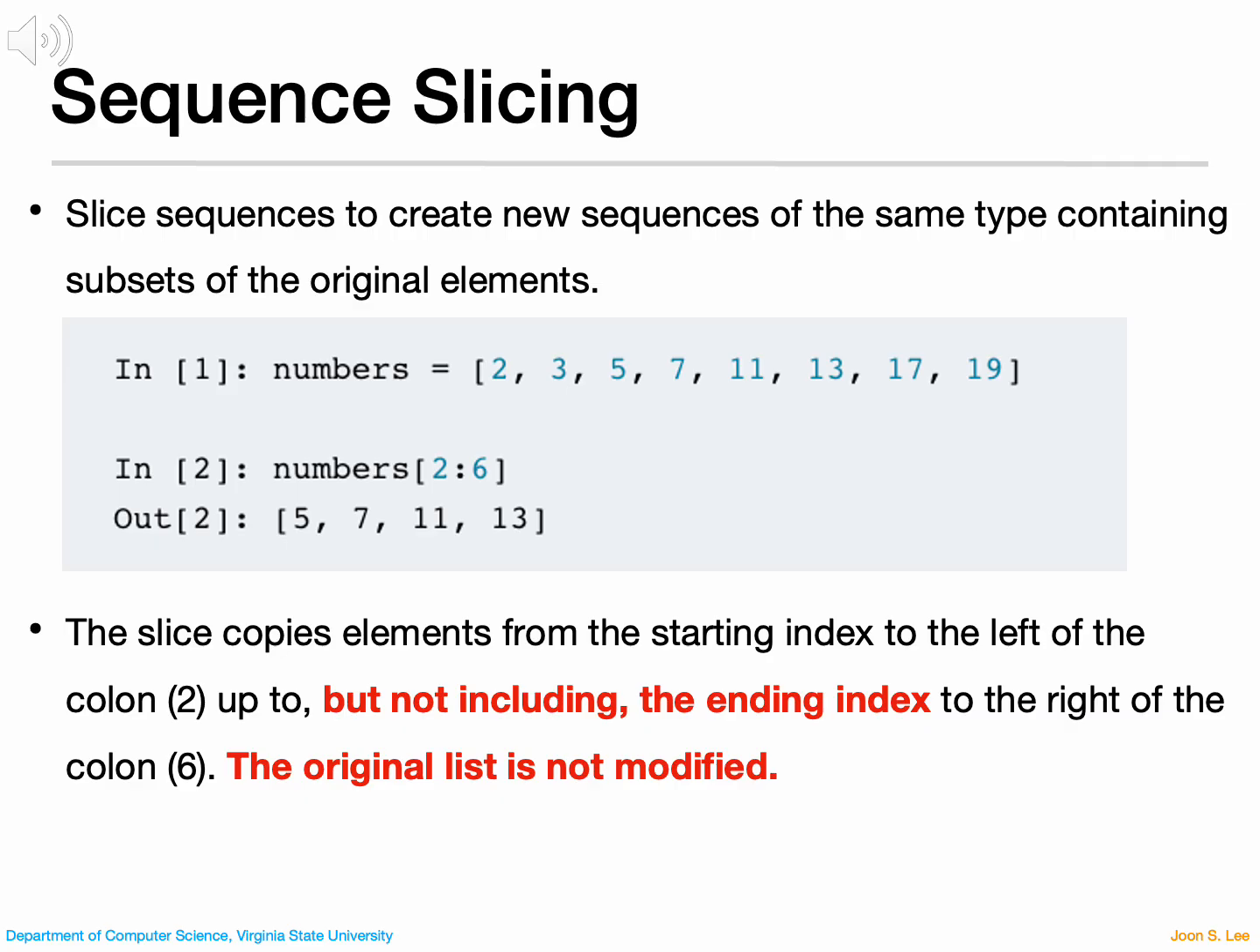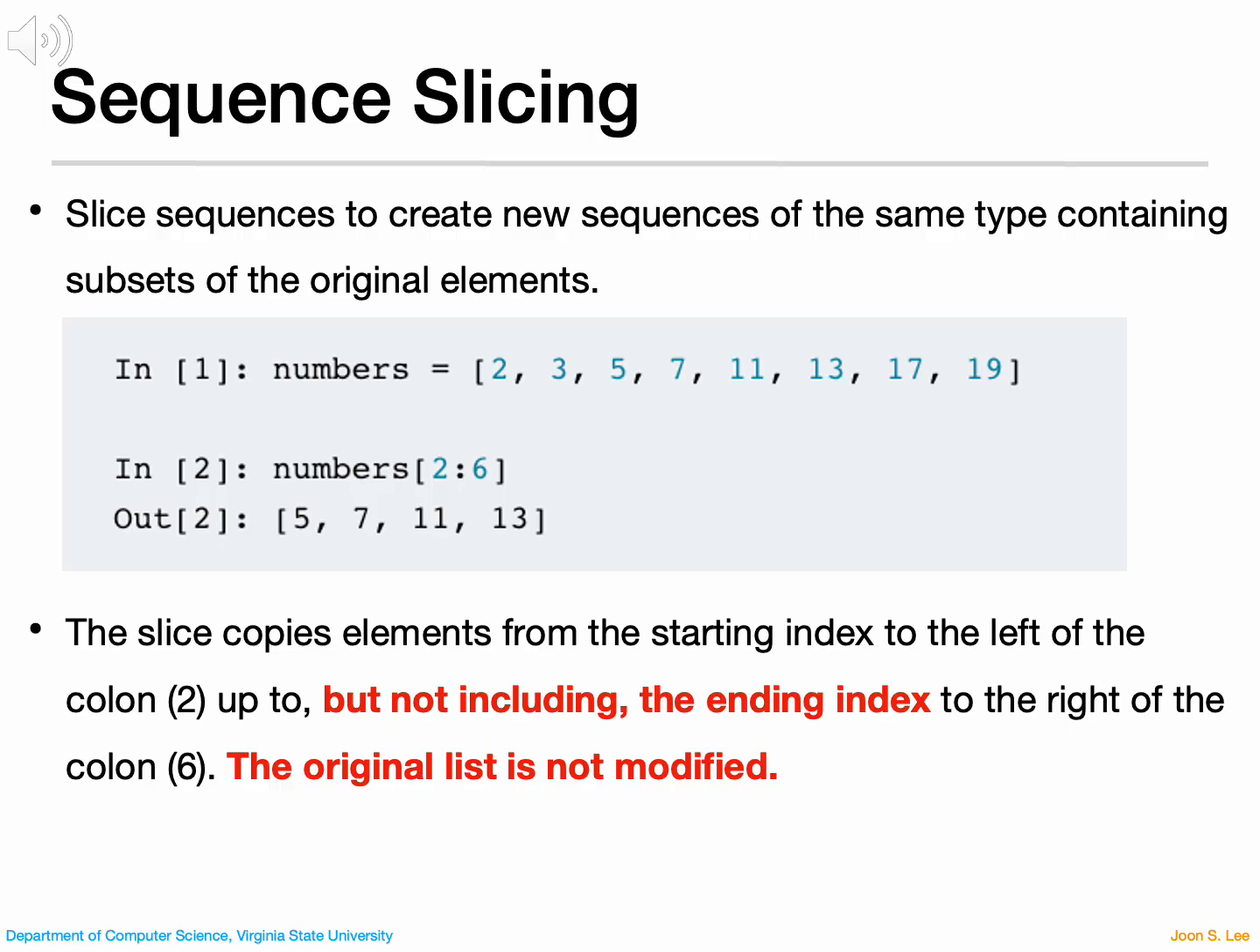Slicing allows us to create a new sequence by extracting a subset of elements from an existing one. The result is a new sequence of the same type, and the original sequence remains unchanged. In this example, we have a list of numbers, and we use numbers[2:6]. This means we start at index 2 and go up to index 6. But importantly, we do not include the ending index.